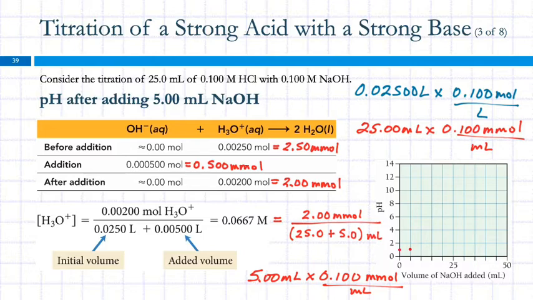Get your calculator out if you don't have it out already. 2 divided by the quantity 25 plus 5, 0.66666666. 0.667. I'm sorry, 0.0667. Anybody have any questions about that? We reacted, we neutralized some of the acid. And now the pH we'll calculate based on what didn't react.